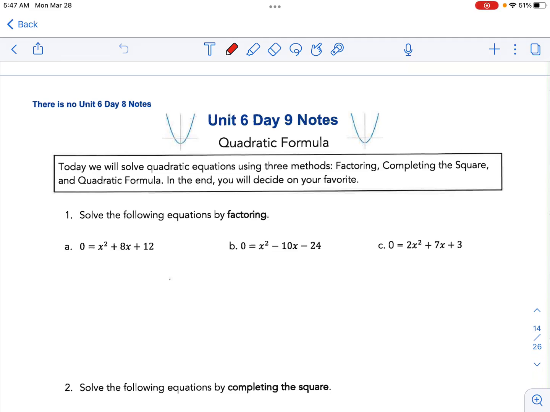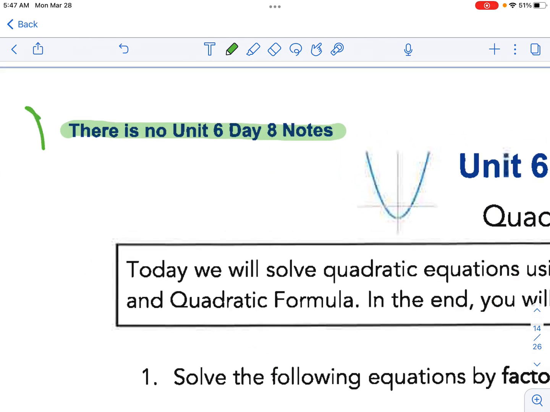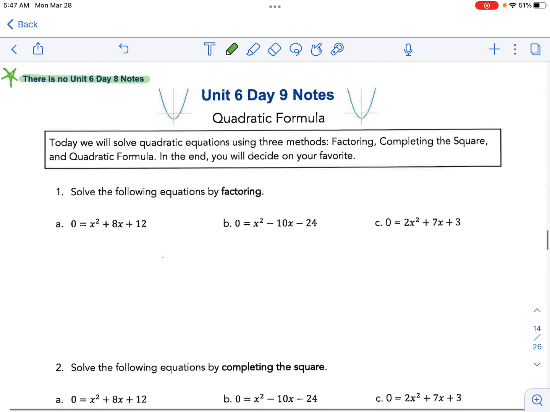These are the notes for Unit 6, Day 9. Just before we jump into the notes, a quick announcement. There are no Unit 6, Day 8 notes. In this curriculum, Day 8 is content that we don't typically cover, so we're skipping from Day 7 right to Day 9.